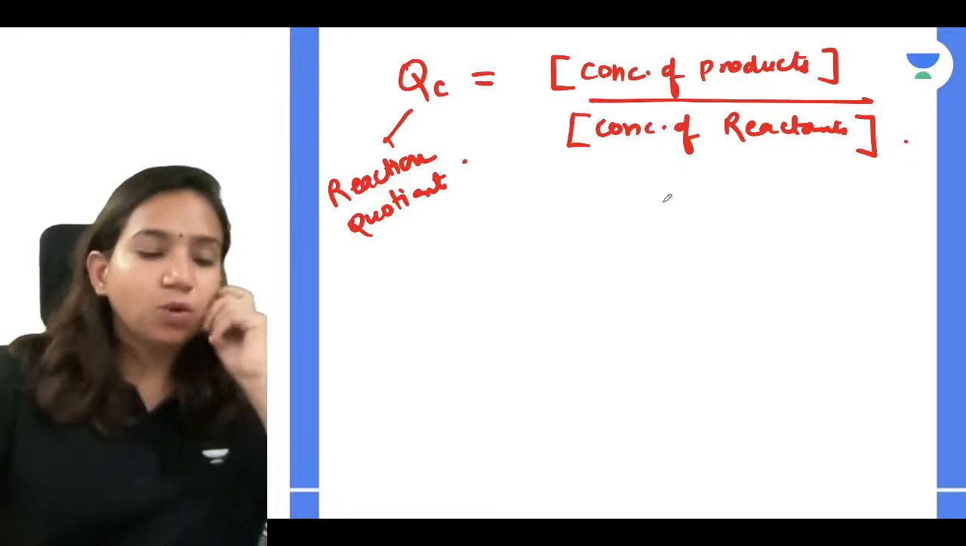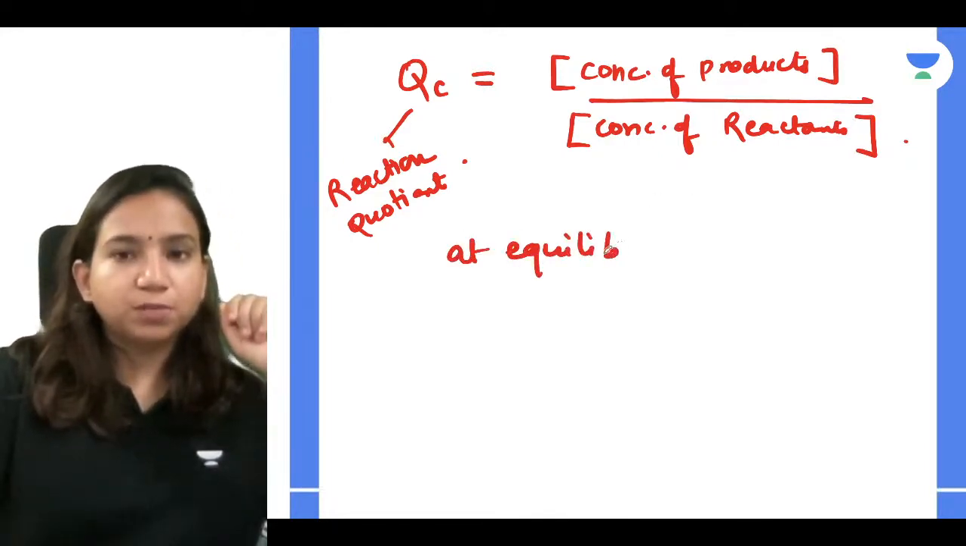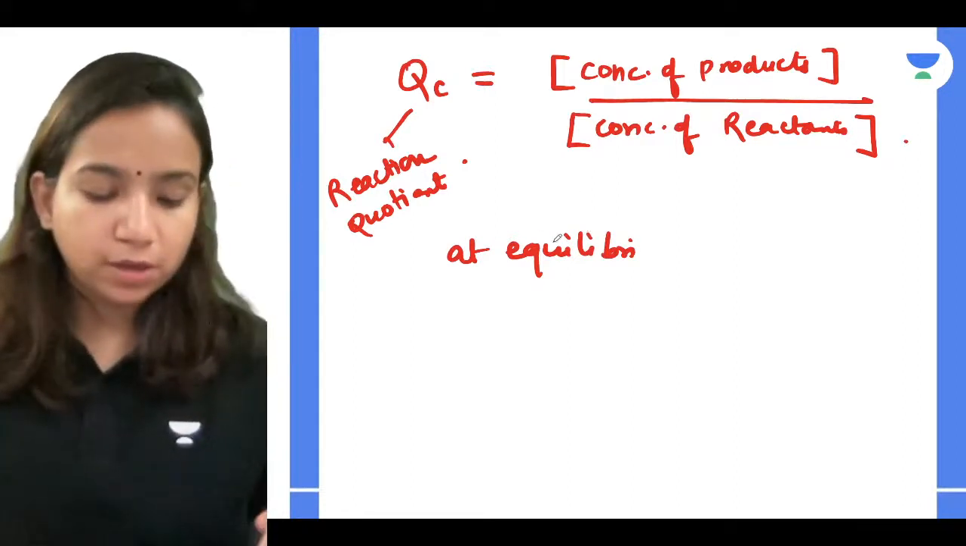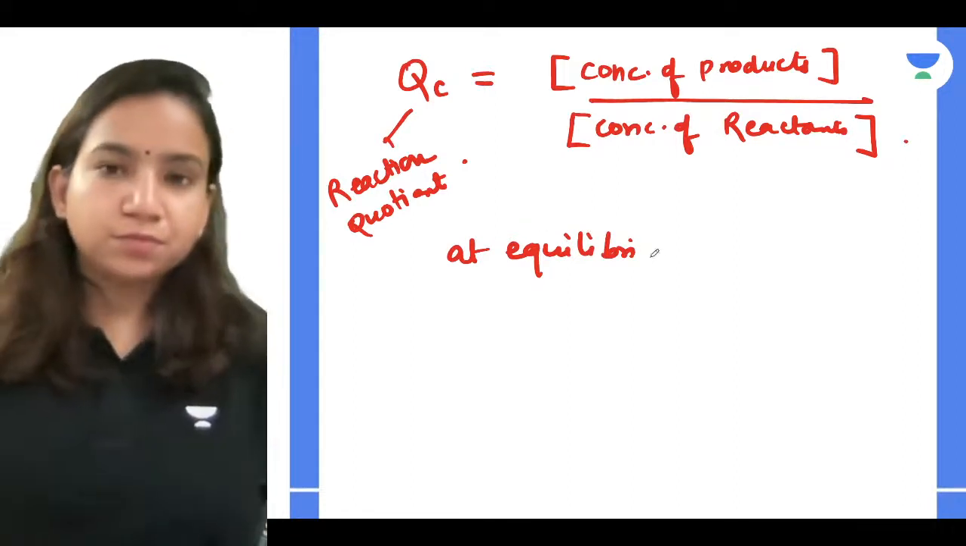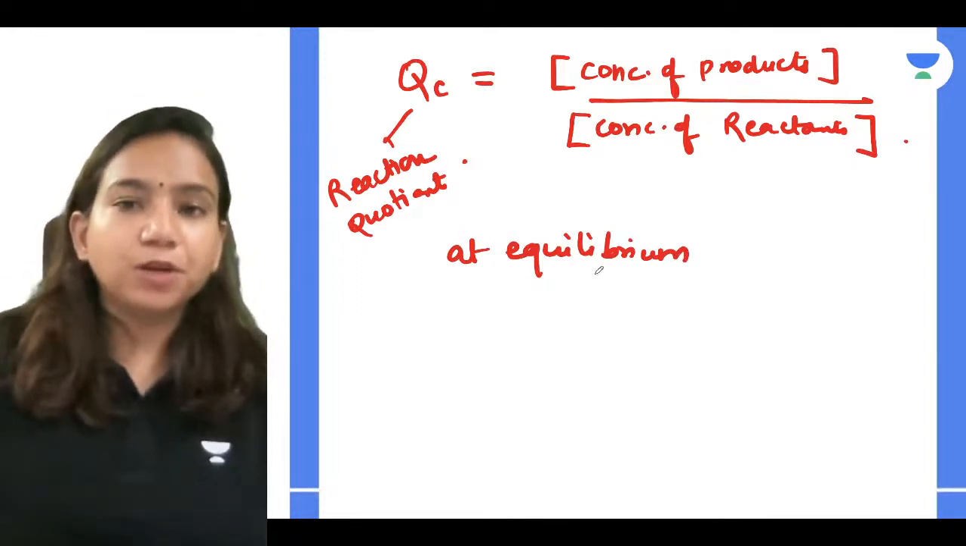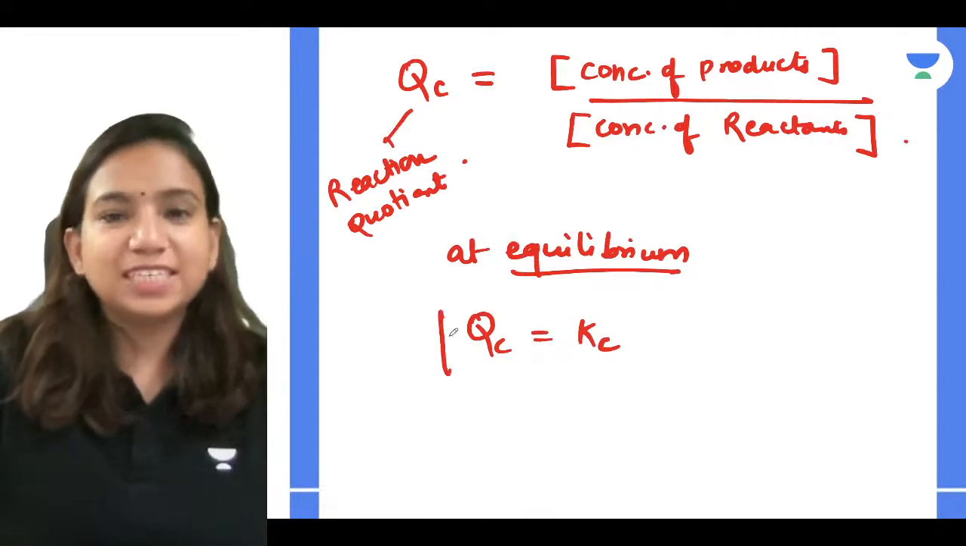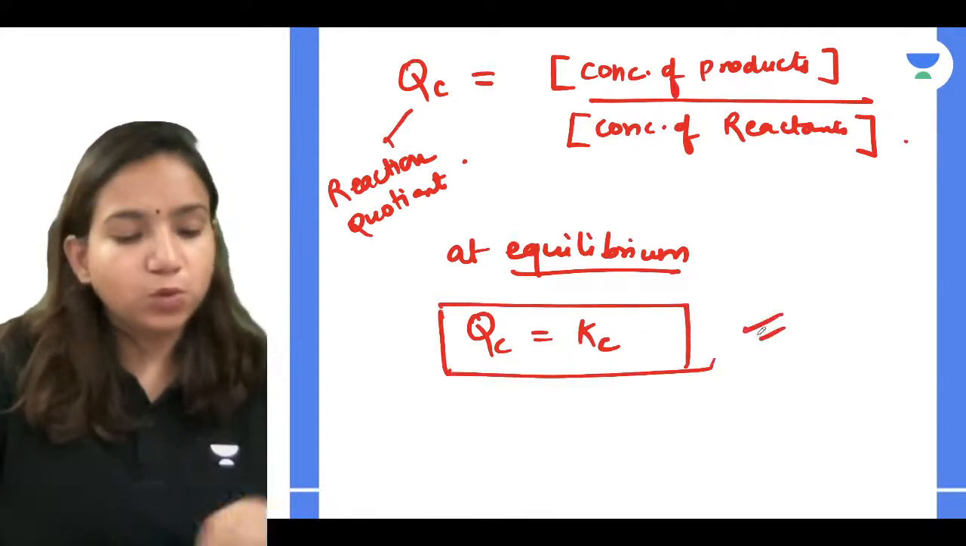Very good. So at equilibrium, remember, how many of you remember? Suman, Abhishek, everyone. Rajesh, Veena, yes, everyone. So at equilibrium, you have to know Qc is equal to Kc. Means your reaction quotient becomes equal to Kc.